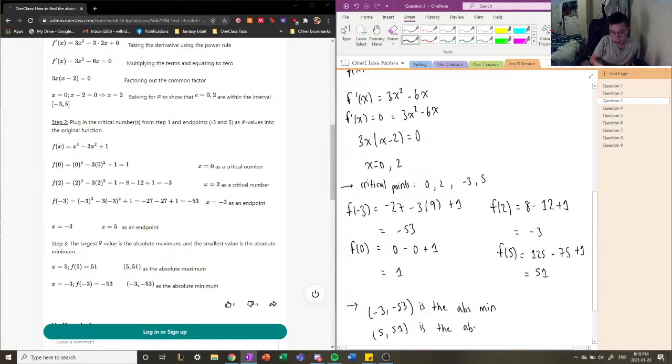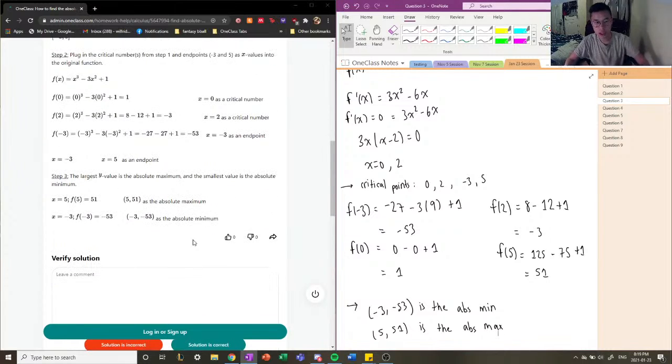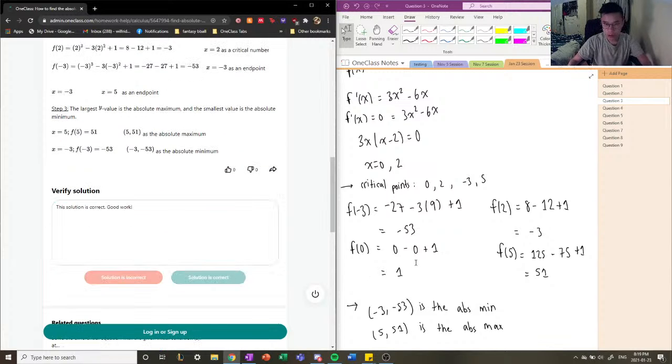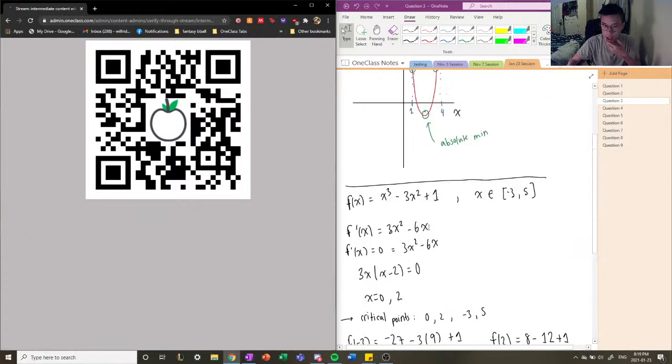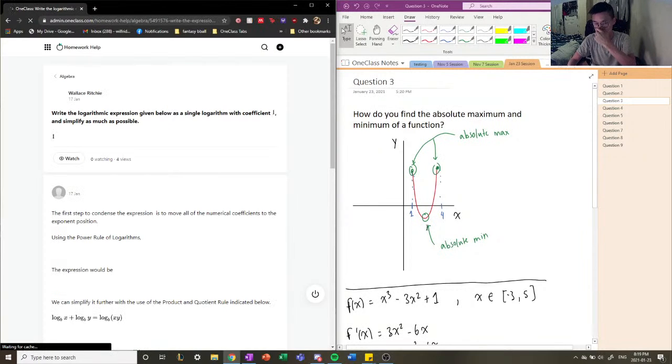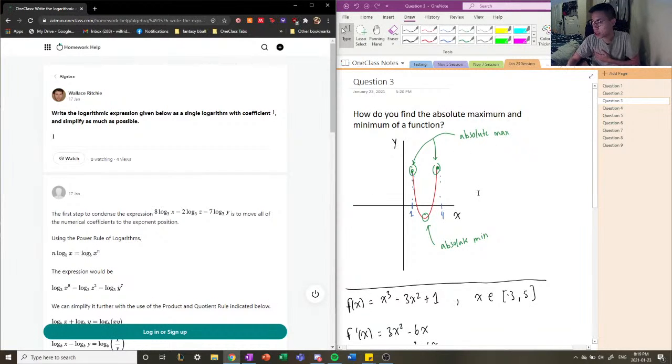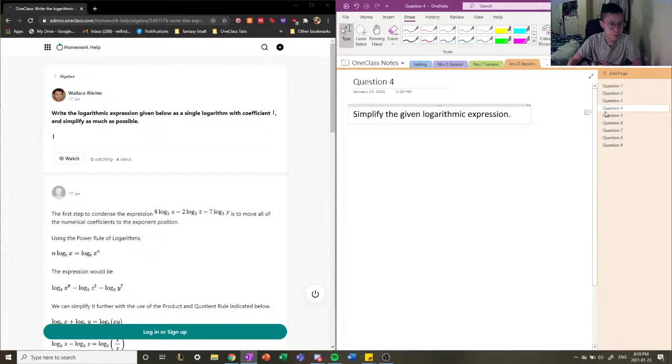Okay, so in this case, it ended up being that the endpoints were the min and max of our function, but this is not always the case. Sometimes your critical points end up being your absolute max and absolute min. But in this case, our endpoints ended up being the min and max. So the solution is correct. Good work. And if you want to delve deeper, you can search up the second derivative test and how it relates to absolute max and absolute min. It's another way of finding where your absolute max and absolute min lie.